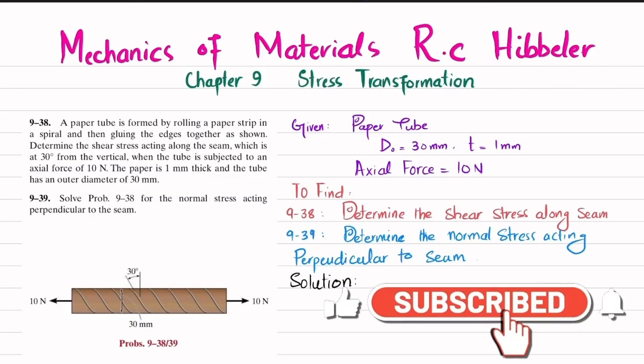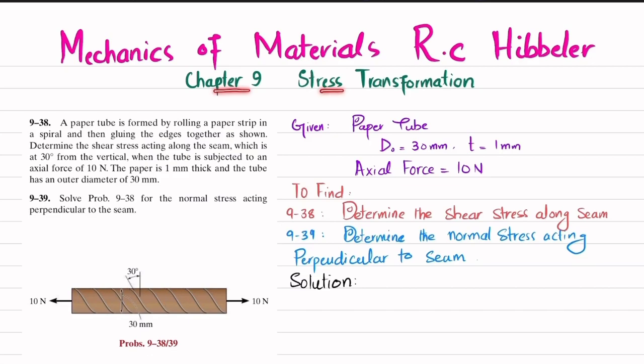In this video, we are going to solve problem 9-38 and 9-39, that is taken from chapter number 9, Stress Transformation, and book name is Mechanics of Materials by R.C. Hibbeler. So statement is a paper tube is formed by rolling a paper strip in a spiral and then gluing the edge together as shown.